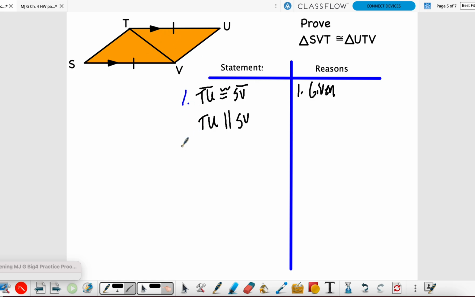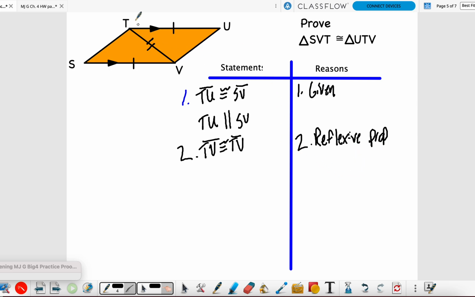So we look for our visual freebies first. We have a shared side. So we can say TV is congruent to itself. Always look for vertical angles or those shared sides. That is our reflexive property. I mentioned in class the other day we're going to use reflexive property a lot, and I wasn't kidding.